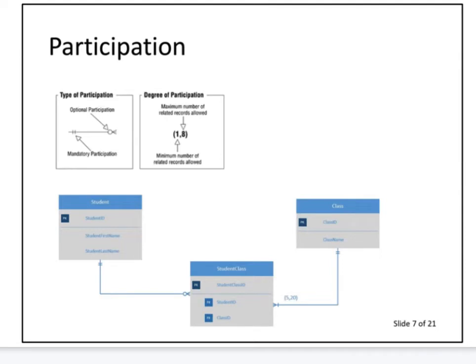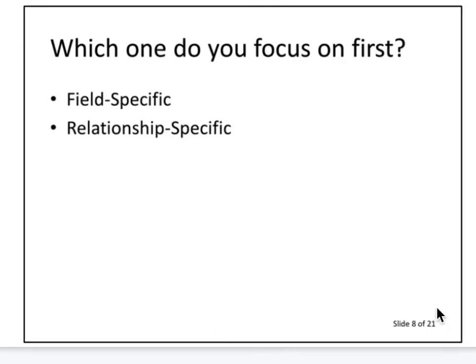The best approach is to define the field-specific rules first and then work on the relationship rules. This keeps you from jumping back and forth between types of business rules, which can often lead to confusion and some amount of frustration.